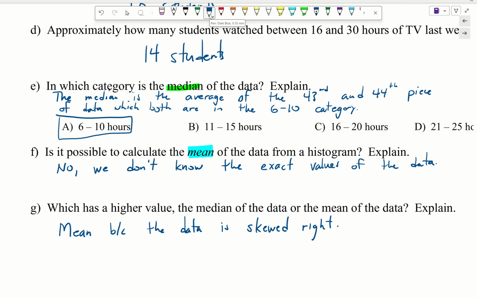So if data was perfectly normal without any type of skew, the mean and the median would be the same number. But in this case, we are skewed right, so that mean is going to be pulled to the right, making it larger. Or sorry, hopefully I said it correctly, but the mean is going to be pulled to the right, which is going to make that a larger value than the median.